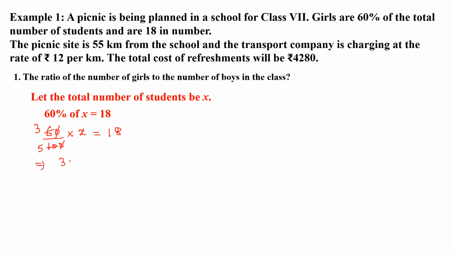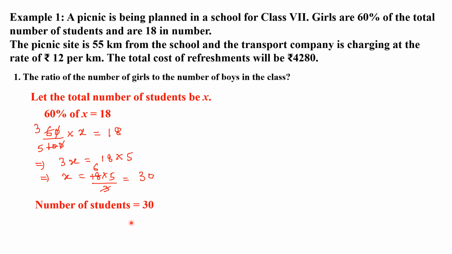So 3x will be equal to 18 into 5, and the value of x will be 18 into 5 divided by 3, and I can further reduce it. So 6 into 5, I have got 30. So the number of students in the class are 30. Now I got my total number of students as 30 and number of girls are 18.